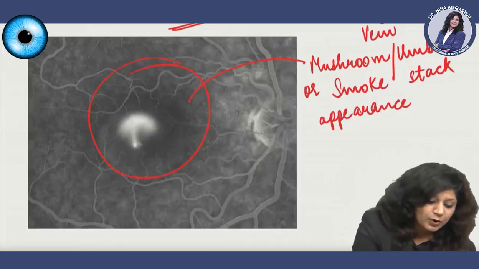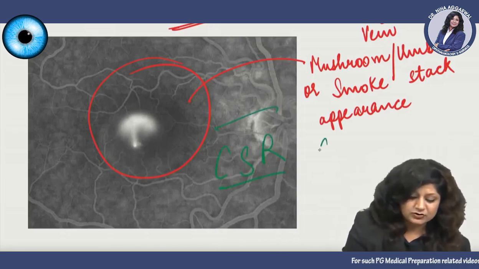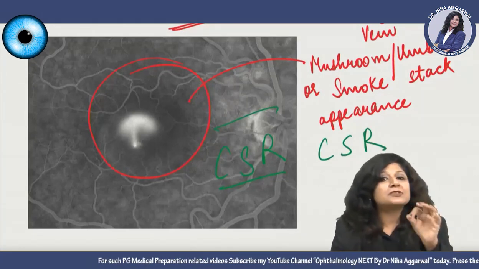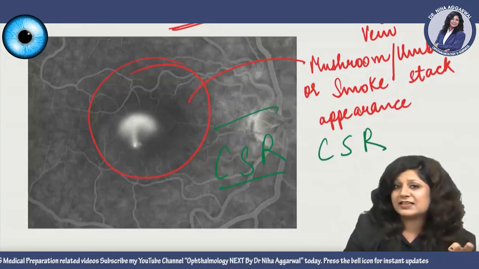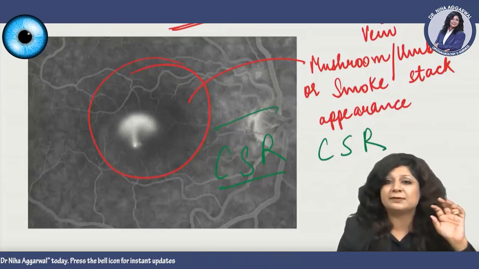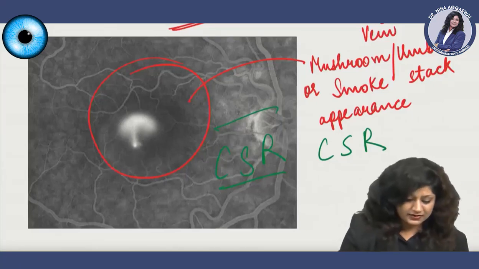It is one of the very important appearances that you get in CSR, central serous retinopathy. So if any patient comes with an angiography of CSR, it will show you a mushroom pattern, also called the umbrella pattern, or the smoke stack appearance.